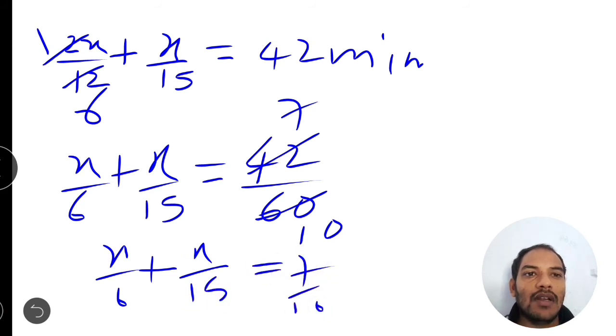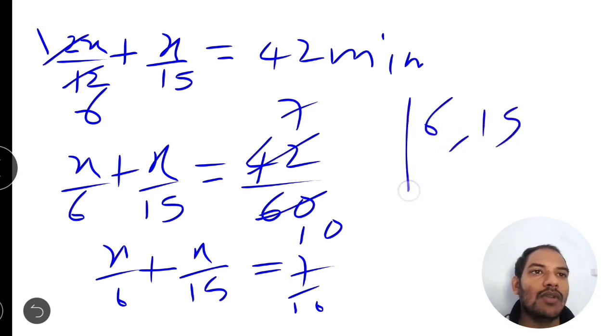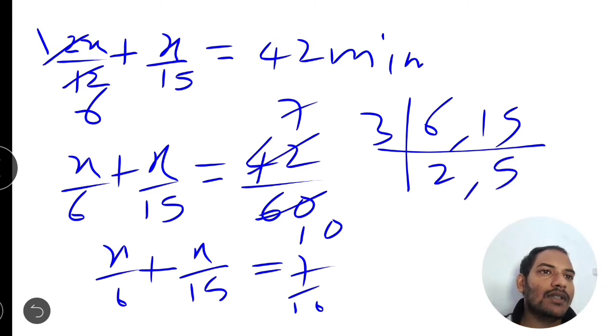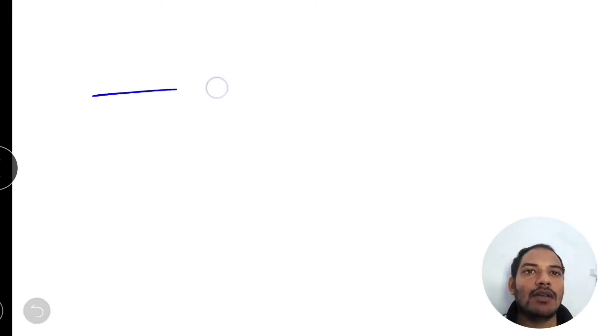Let's simplify the left side, x by 6 and x by 15. For the LCM of 6 and 15, both come in the 3 table. 3 twos are 6, 3 fives are 15. So 3 twos are 6, 6 fives are 30. So the LCM is 30.